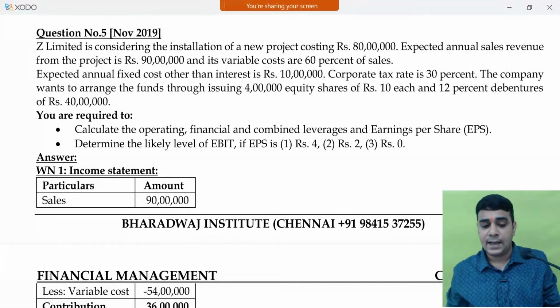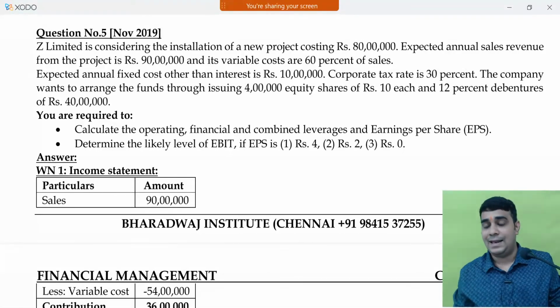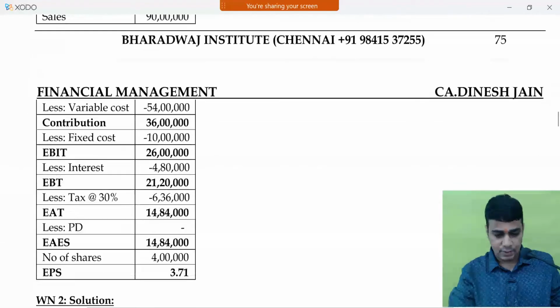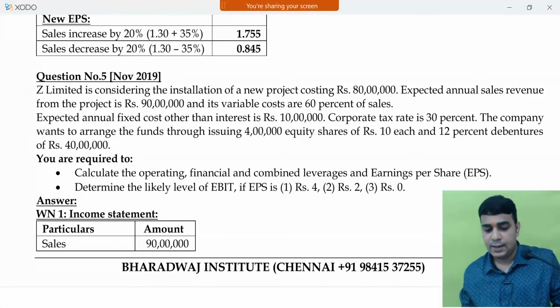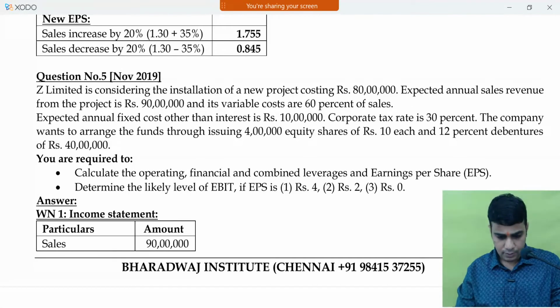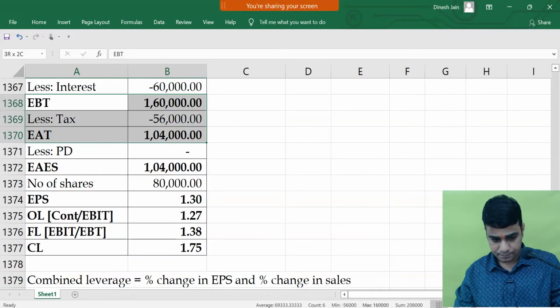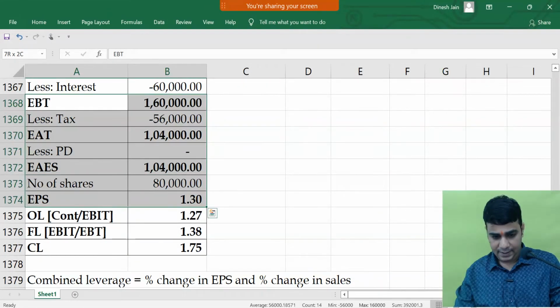When I come to the second part of the question, they are asking what should be the level of EBIT if EPS is 4, 2 and 0. The existing EPS, give me a minute. Okay, existing is 3.71. I will prepare this income statement again. I will keep it till this only.